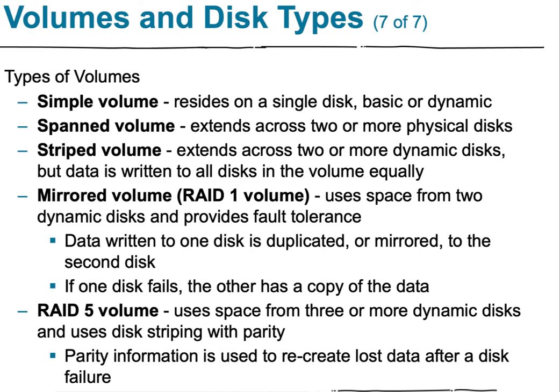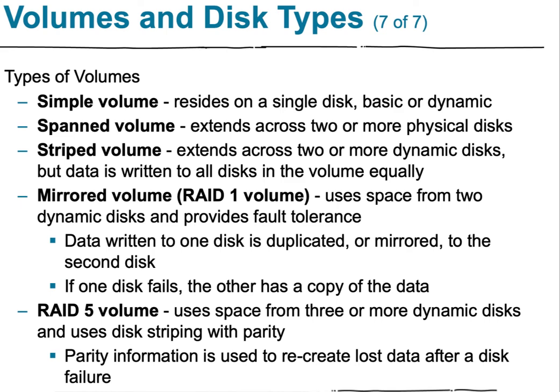RAID 5 volume. A RAID 5 volume uses space from three or more dynamic disks and uses disk striping with parity to provide fault tolerance. When data is written, it's striped across all but one of the disks in the volume. Parity information derived from the data is written to the remaining disk.